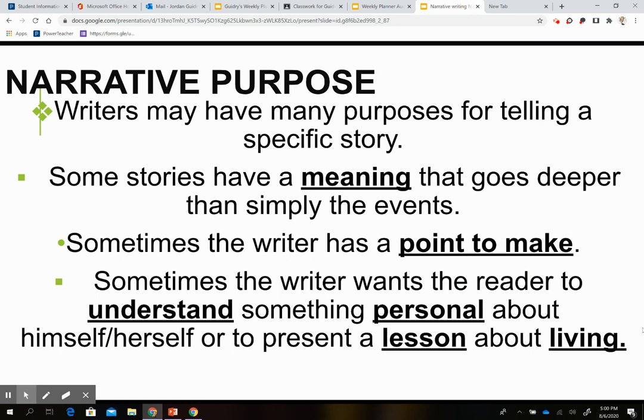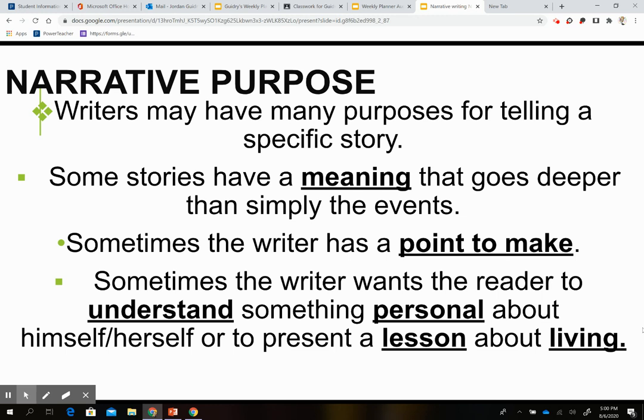Narrative purpose. Writers may have many purposes for telling specific stories. Sometimes they have a meaning that goes deeper than simply the events. That meaning that goes deeper than the events sometimes can be called symbolism, especially if it's something that is small and has a meaning, like possibly a white dove, which usually symbolizes peace. Or it could be an overall meaning or a lesson that you're learning, like a moral, such as what you learn in a fable, which is going to teach you a lesson of what to or not to do.